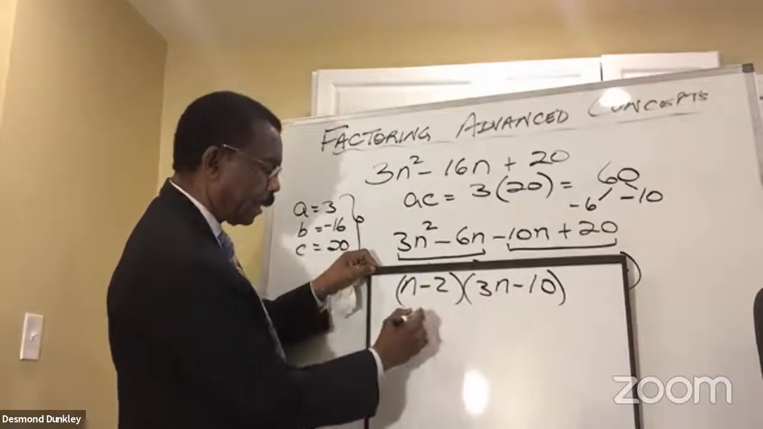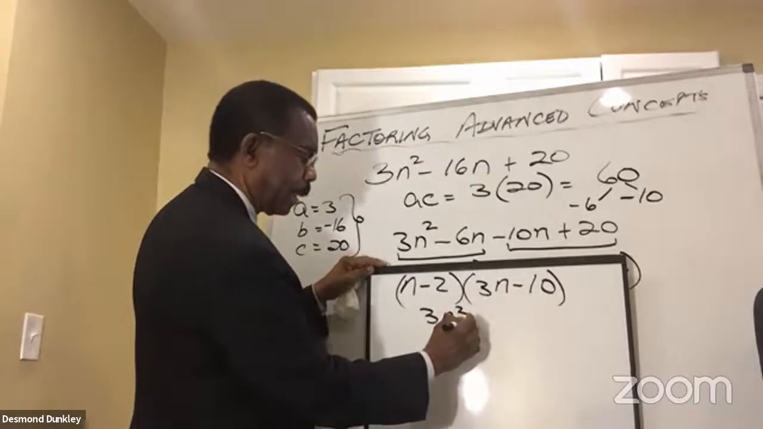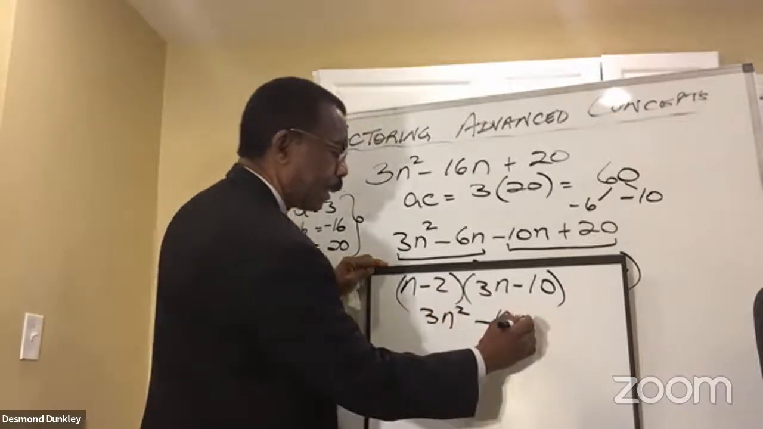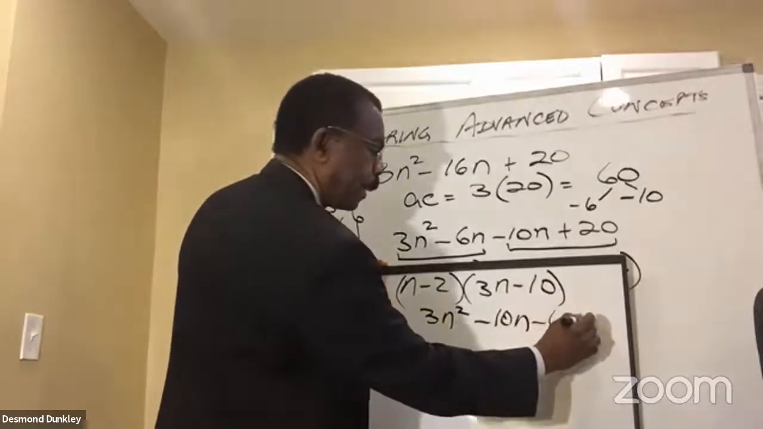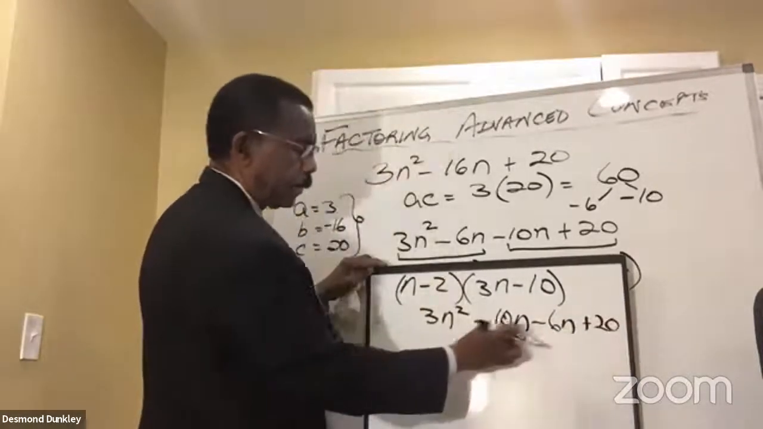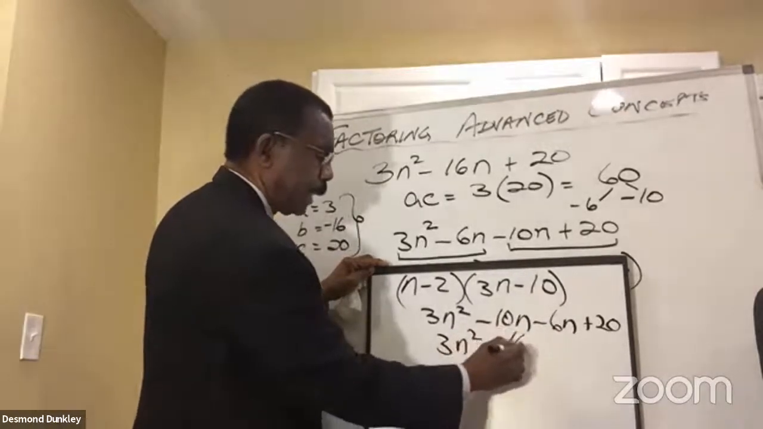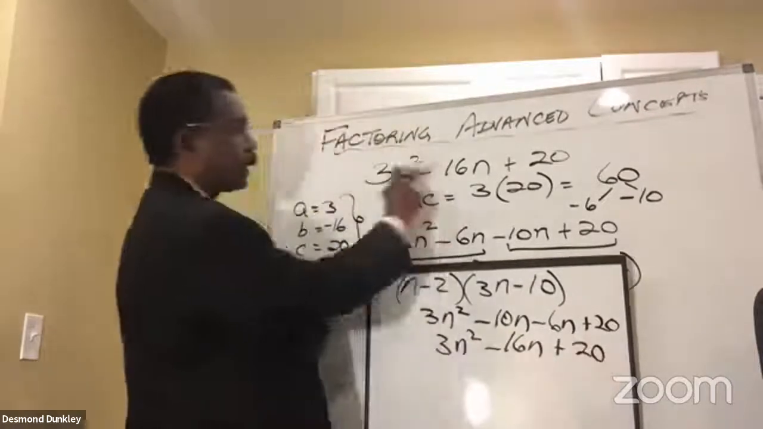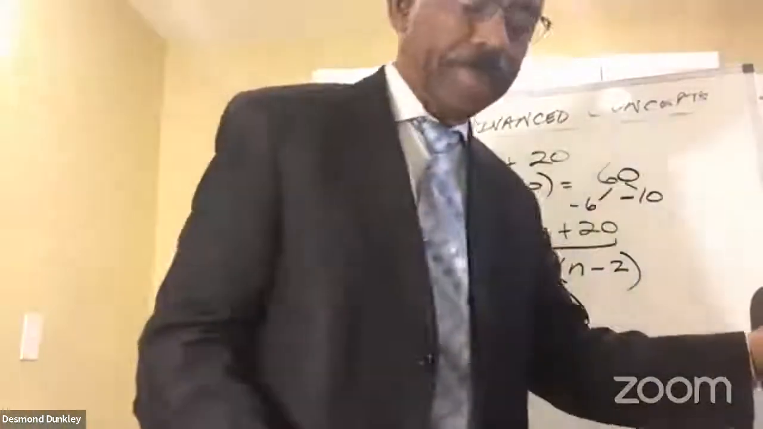n times 3n, 3n squared. n times negative 10, negative 10n. Negative 2 times 3n, negative 6n. Negative 2 times negative 10, positive 20. These two items, 3n squared minus 16n plus 20. There it is, same thing. Okay, let's try another example.